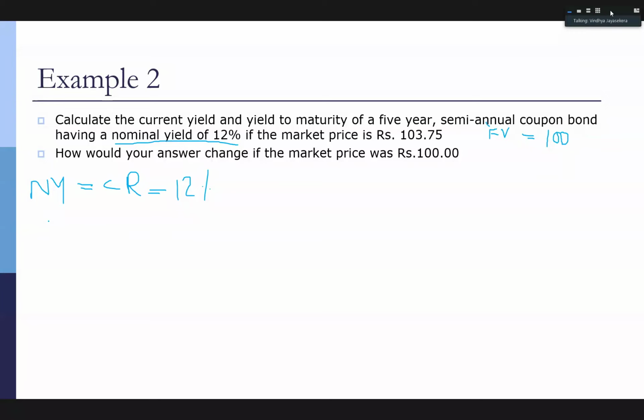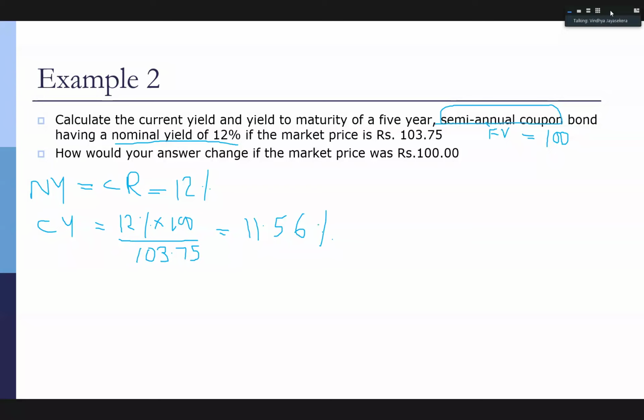Then what is your current yield? Current yield is the coupon for the year. Although this is a semi-annual coupon, we don't talk about the semi-annual coupon, right? We're talking about the entire coupon for the year, which is 12% into 100, divided by the price of 103.75. So you all are getting 11.56 current yield.